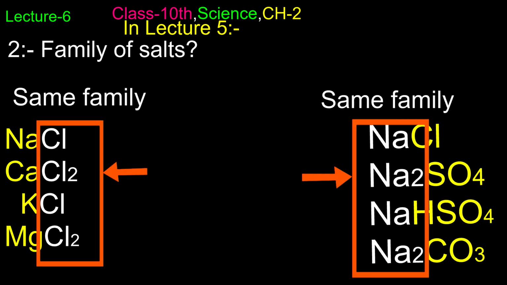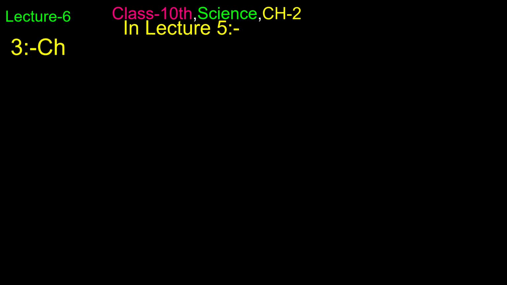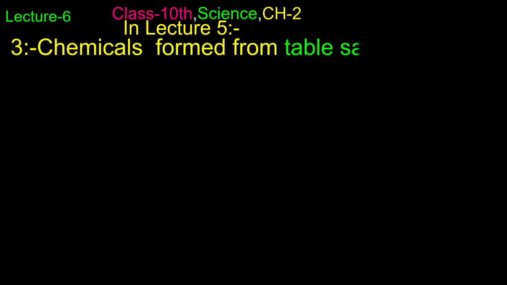At subtopic number 2, we studied the family of salts. Salts having either a common acid radical or common basic radicals are said to be of the same family. Here you can see the examples. In subtopic number 3, we studied chemicals formed from table salt, or NaCl.